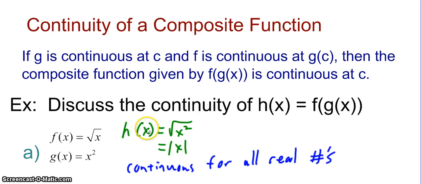Okay, so the first one, h of x equals the square root of x squared, which, remember, simplifies by definition to the absolute value of x, which is something that is continuous everywhere. So h of x is continuous for all real numbers. Now, if I look at this definition up here, I know that g of x is a polynomial, which is continuous everywhere, so g of x is continuous at x equals c, and f then is continuous at g of c. So this meets my definition, it's continuous for all real numbers.